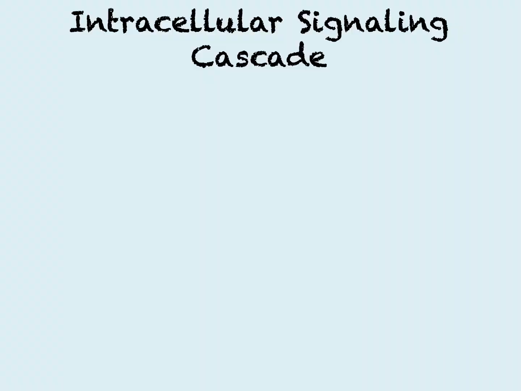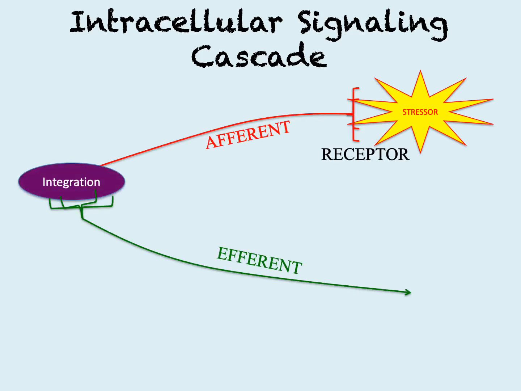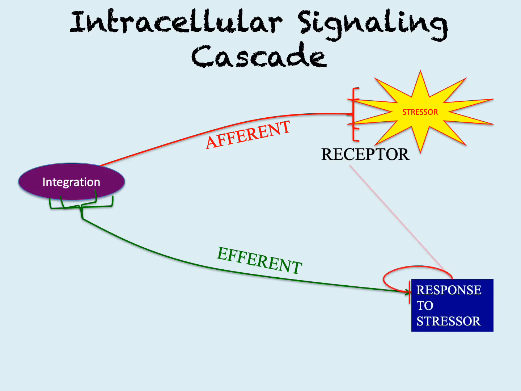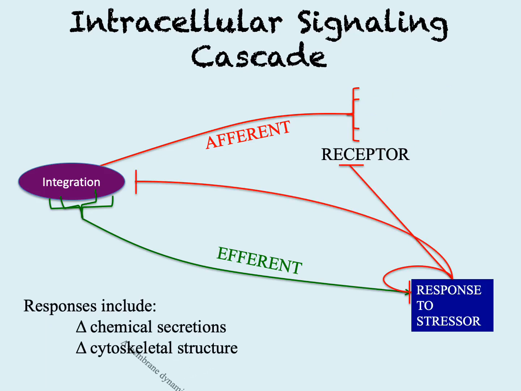So let's take a look at the intracellular signaling pathway. So we start with the stress. The stress is going to be triggered by a receptor within the cell, which is going to trigger an integrated response. This integrated response is hopefully going to be specific to the stressor so that it will slow down the rate at which we get the integration and the overall response. Hopefully we get enough response to eliminate the stressor altogether.